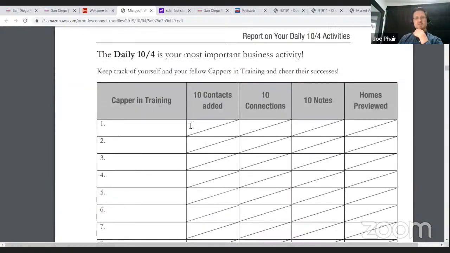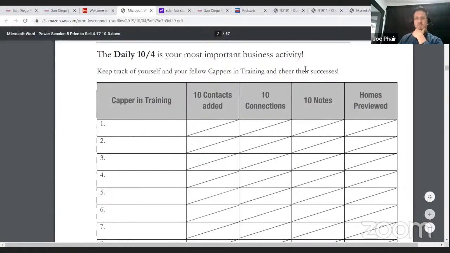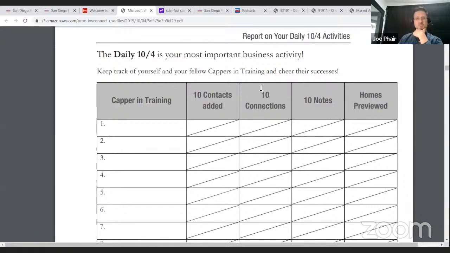Has anybody been doing this here? The 10 contacts added, 10 connections, 10 personal notes. Has anybody been doing that by chance? No? Okay. We can cruise past that.